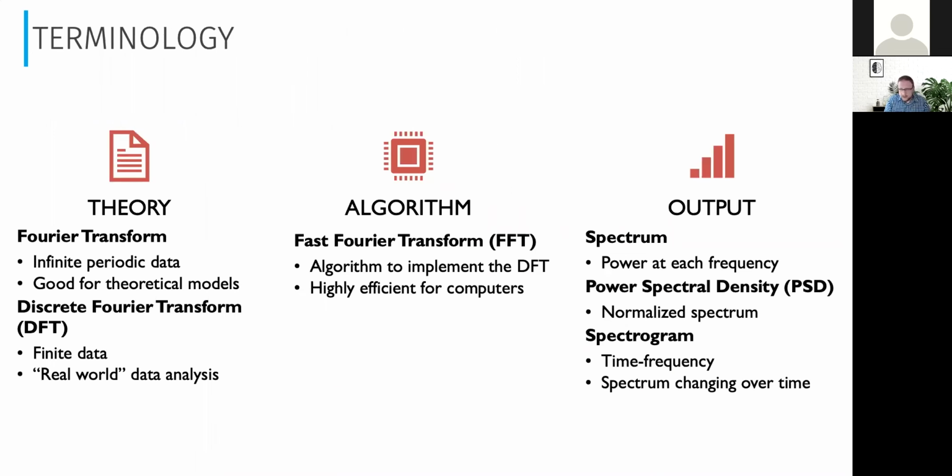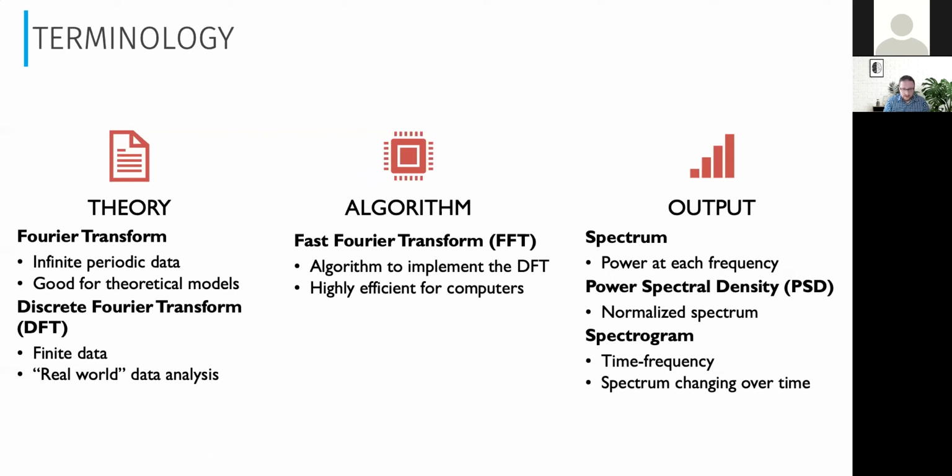So just some terminology that I want to go over, because I think this is often confused by a lot of people, and I'll do this briefly. From a theoretical standpoint, we're talking about the math that goes behind it. There's the Fourier transform, which is the math behind all of this, that assumes infinite periodic data for the most part. And it's really good for building theoretical models. Now, in the real world, we don't have infinite data, and we have to look at little chunks of data. So we use what's called a discrete Fourier transform, and that's really good for real world data analysis and for when you break things up into windows.